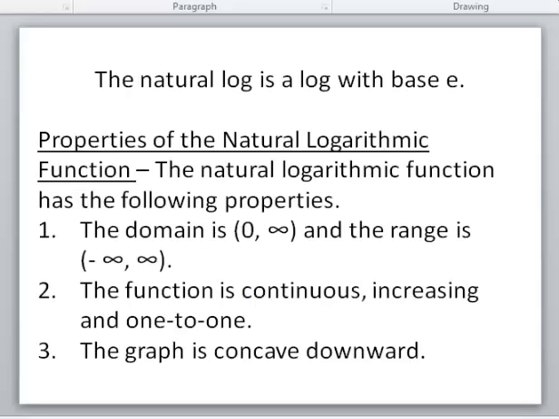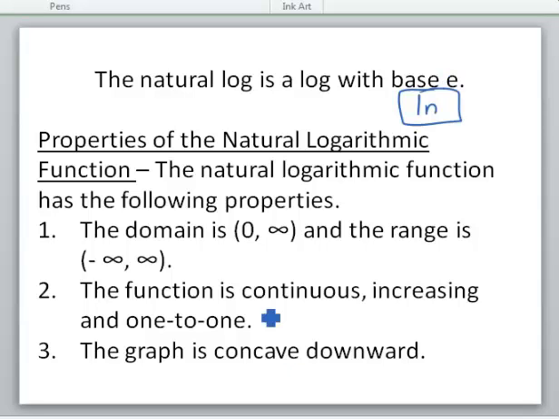and the natural log is a log with a base e. Most of us have seen it written as the ln of x or whatever number we're talking about. Natural log's abbreviation is ln. You'll find that on your calculator. There's properties of the natural log function.